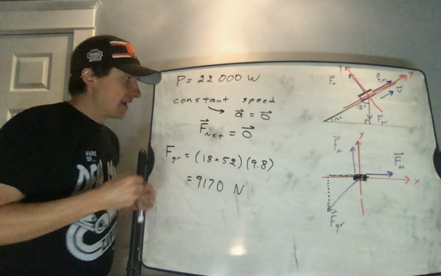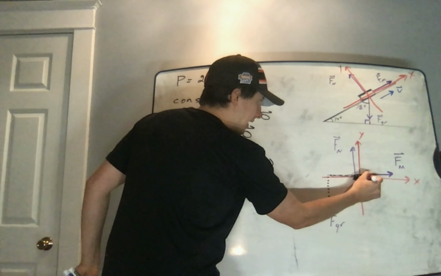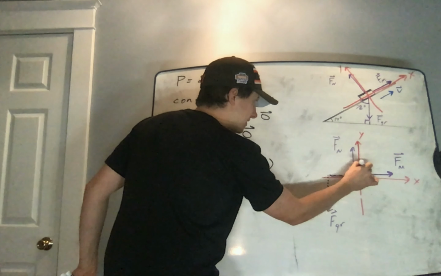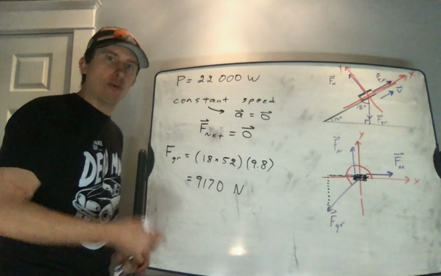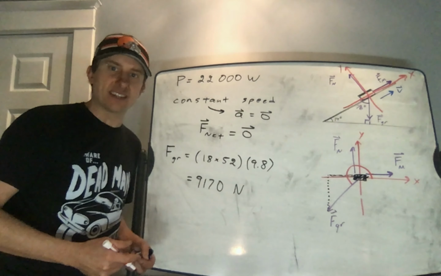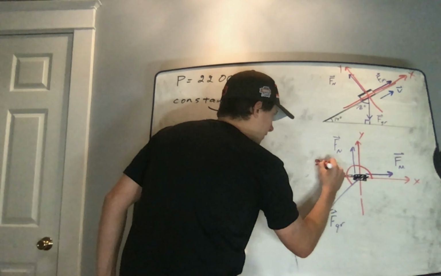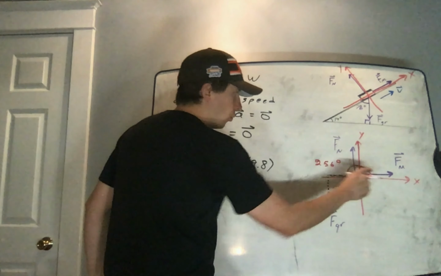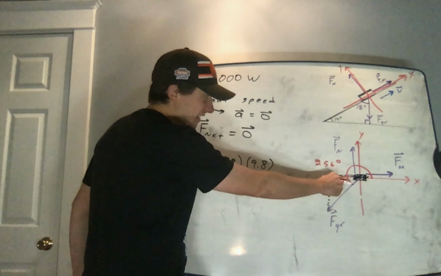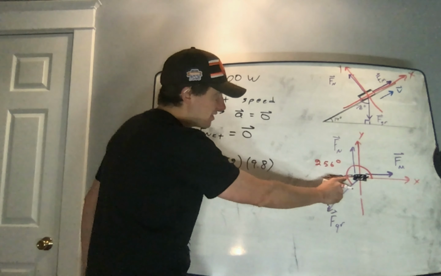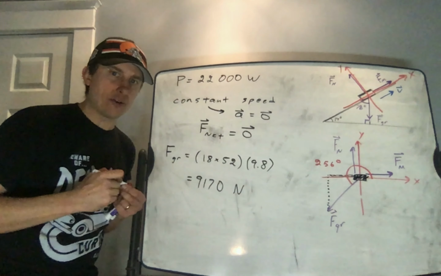That tells me that this angle right here is 76 degrees, and this angle from the positive x-axis to the force of gravity vector is going to be 180 plus 76 degrees. So this angle right here will be 256 degrees. 180 degrees from the positive x-axis to the negative x-axis, and then we add 76 more degrees as we sweep down into the third quadrant.